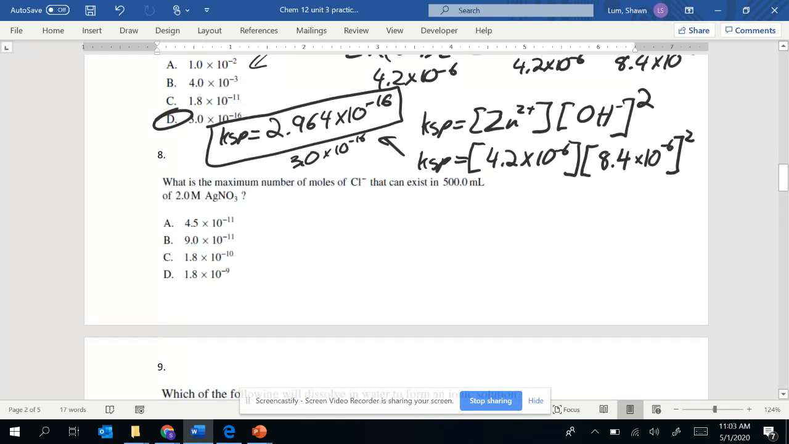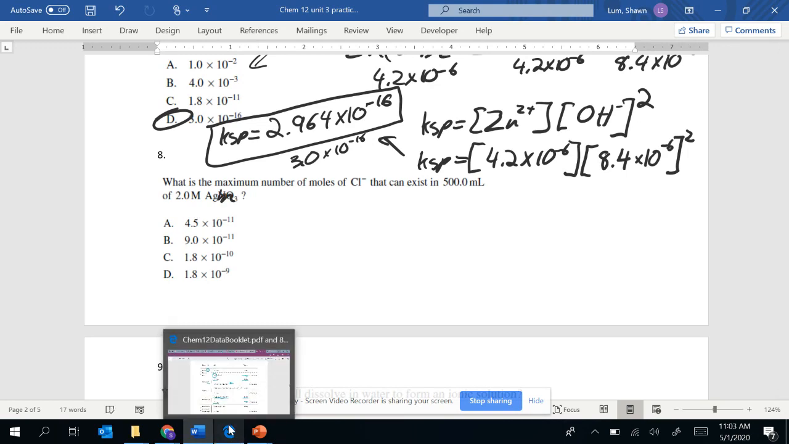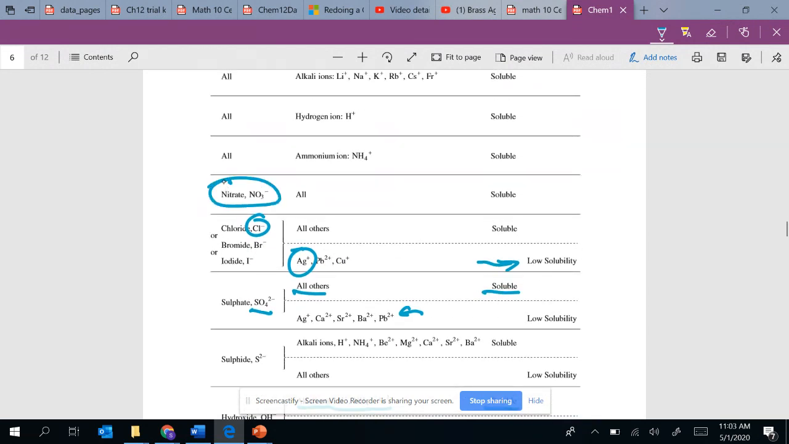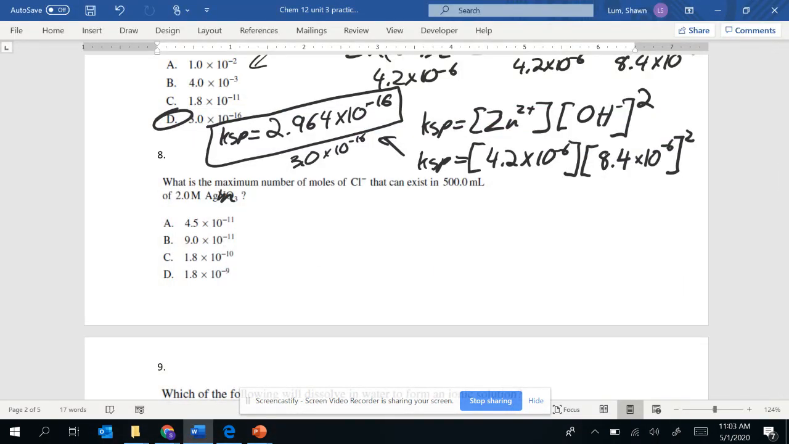Okay. What is the maximum number of moles of chlorine that can exist in 500 milliliters of 2.0 molar AgNO3? Okay. So first off, this NO3 is a spectator. If you can't remember that, NO3 is just always a spectator. So NO3 with everything is soluble. So that means it's never going to form a precipitate with anything right here. So essentially what we're dealing with is AgCl, which forms an equilibrium with Ag plus and Cl minus.